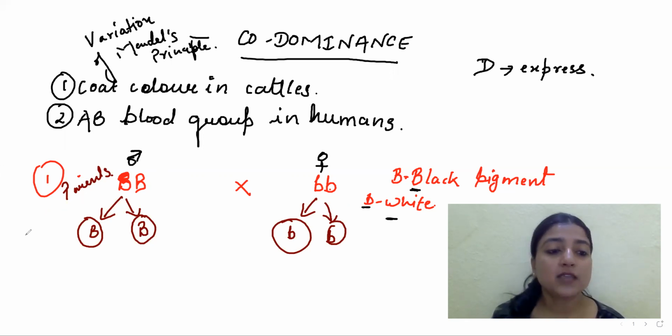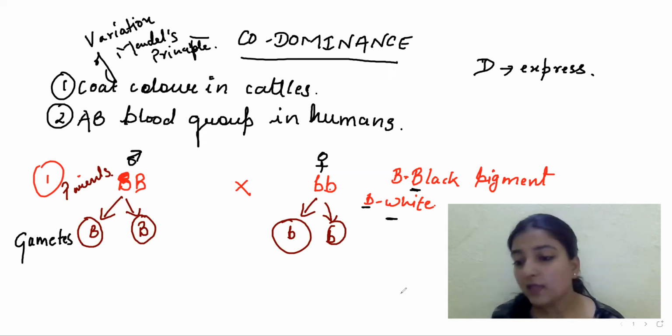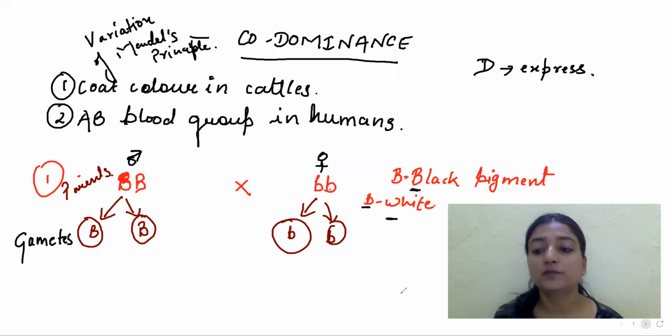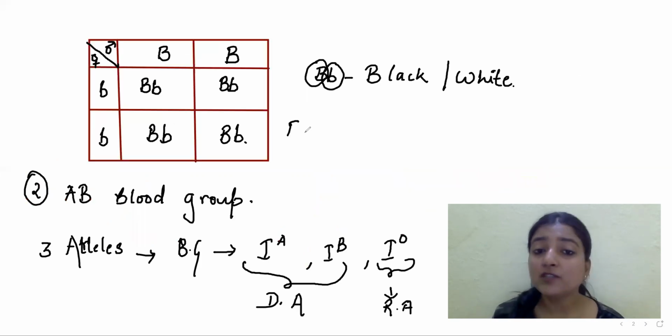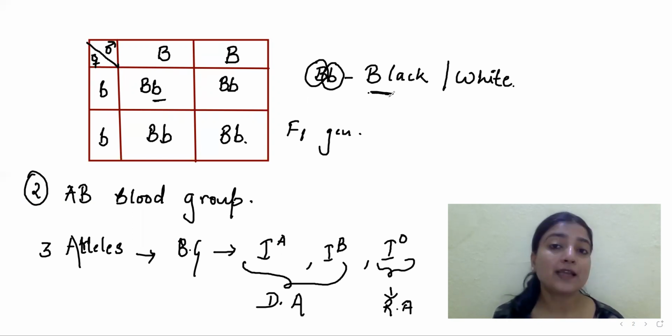These are the gametes produced by these parents, and then we made the Punnett square. The F1 generation gives us the offspring capital B small b. According to the law of Mendel, it should be black in color. But here both the alleles, capital B and small b, are expressing themselves together, which is codominance. That's why we see the cattle as black in color with white patches, right?